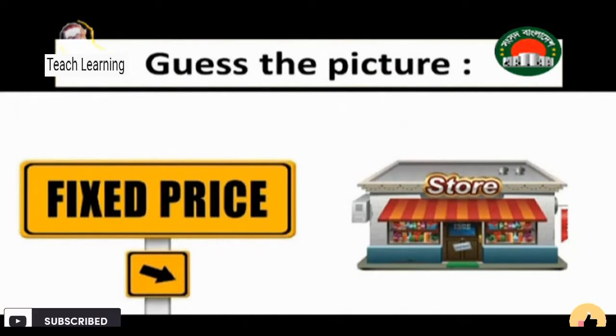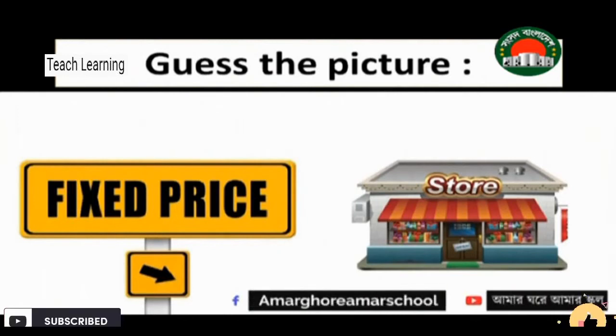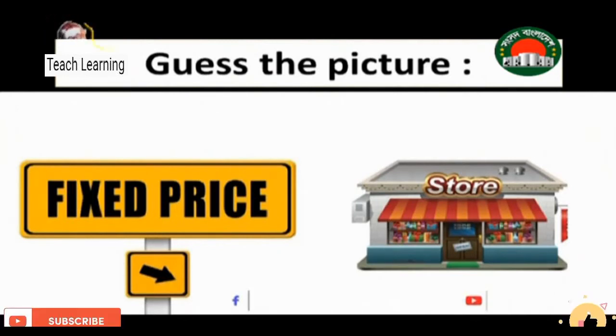But can you see a picture here? Can you guess it? You can see fixed price and there is a store. So it may be a fixed price shop. Okay. So our lesson is Fixed Price Shop.